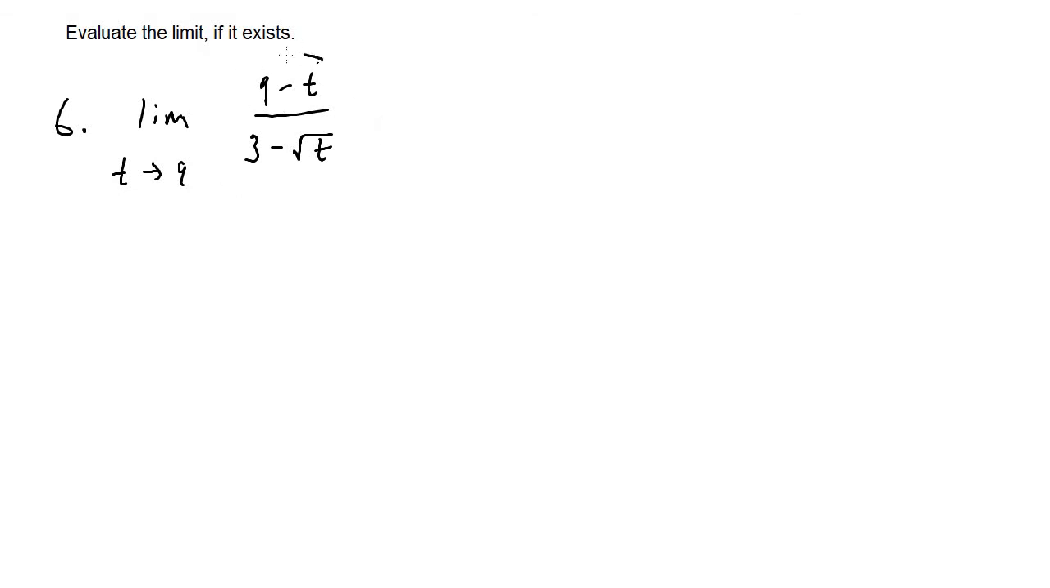Now realize that 9 minus t is actually a difference of squares. So we can factor that into 3 plus the square root of t, times 3 minus the square root of t.